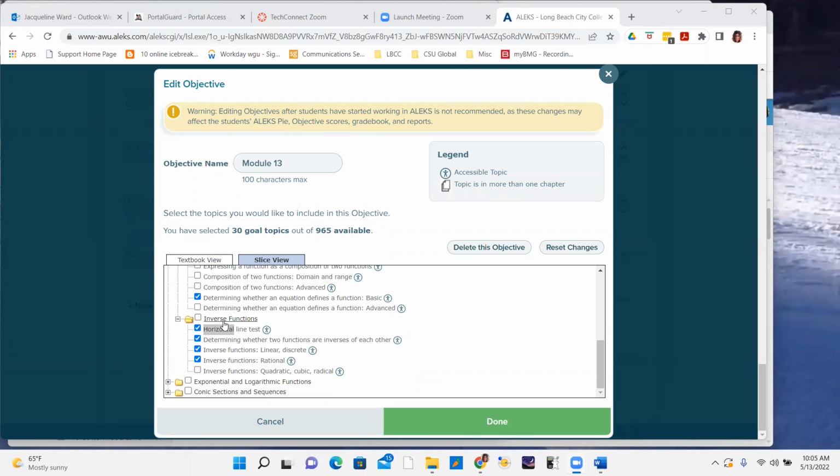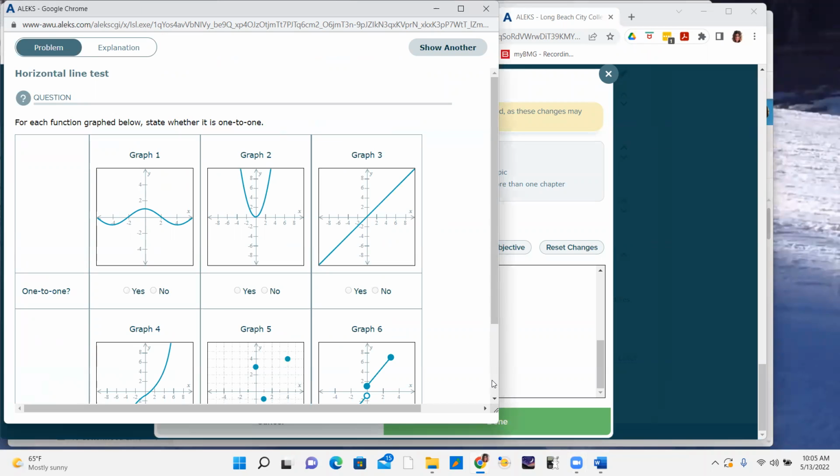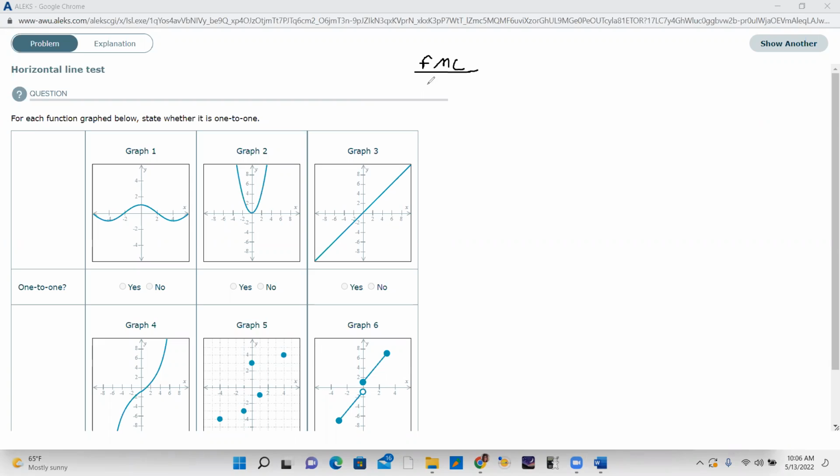So now we're going to look at inverse functions and the horizontal line test. To be a function, for each x there is one y. And there's the vertical line test.